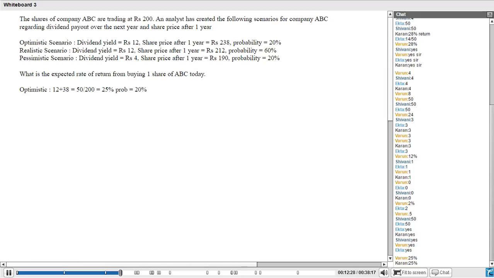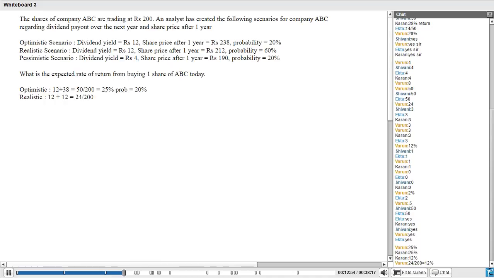Let's go to the realistic scenario. What is the return in the case of a realistic scenario? Okay, 12% is what Karan says. Let's compute. Dividend yield of 12 and capital gains of 12, 212 minus 200. So which is 24 on an investment of 200, which is 12%. Yes, Varun, that's right. Karan, that's right. So the probability is 60%. That's what the problem states.